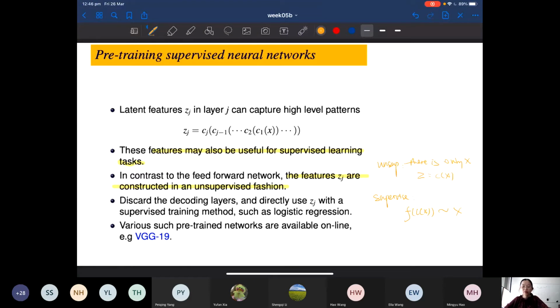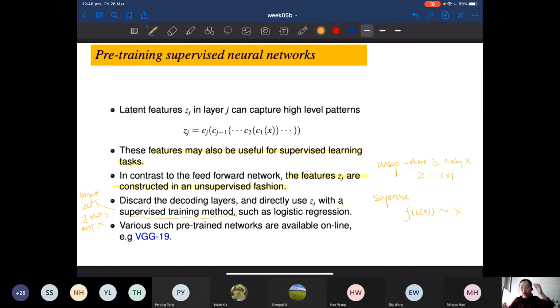The rest of the slide just says that after discarding the decoding layers, we can directly use z with another supervised learning training method. Here, a supervised training method will include a target variable y that's not x itself, whereas in self-supervision, we're just supervising x with itself.